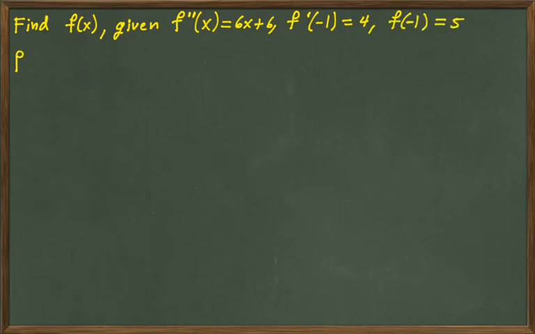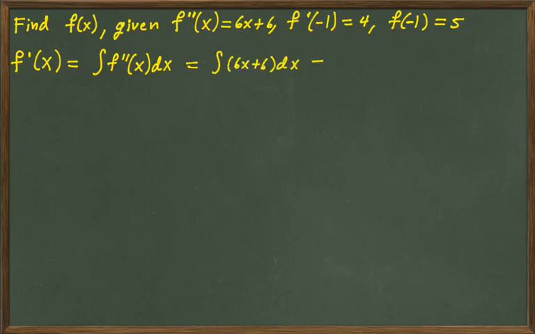So we're given those particular conditions, so we're going to solve this differential equation here. We're just finding what f of x is. Okay, so f prime of x is equal to the antiderivative, or the integral, of f double prime of x dx. So we're going to integrate the second derivative. And when we integrate that, that's going to give us 3x squared plus 6x, and we get a constant of integration.